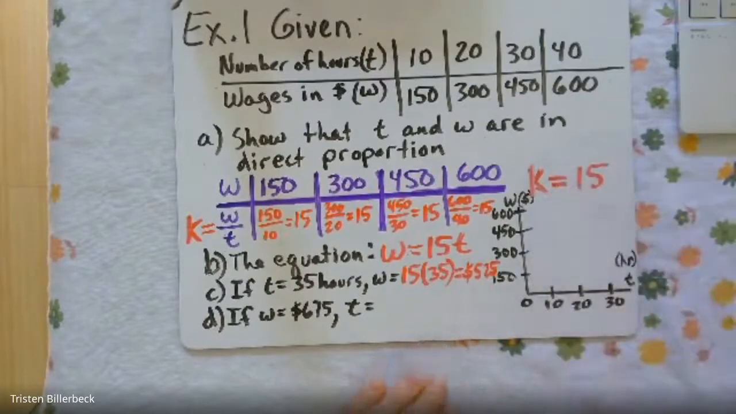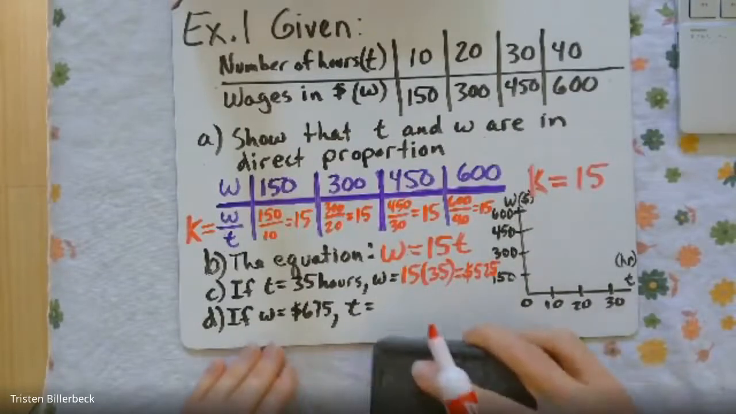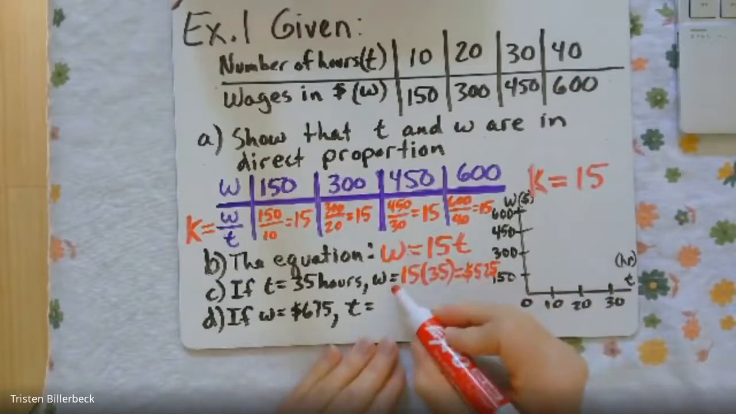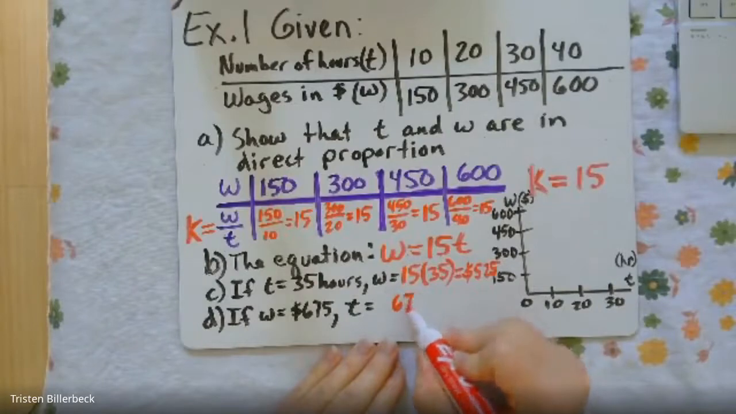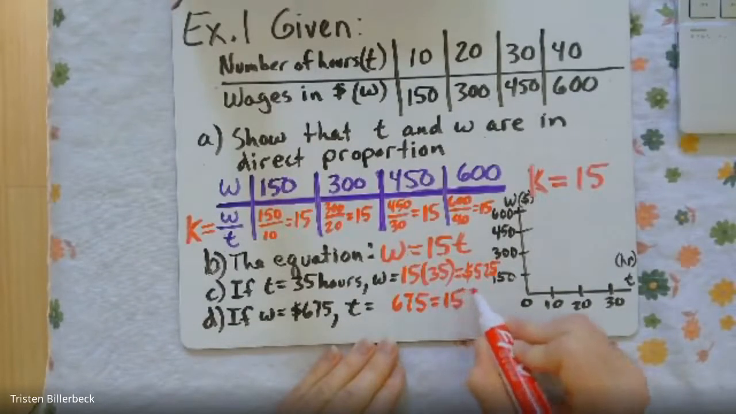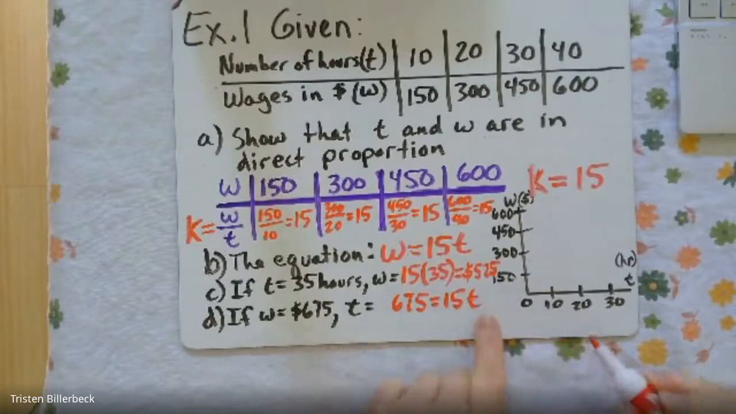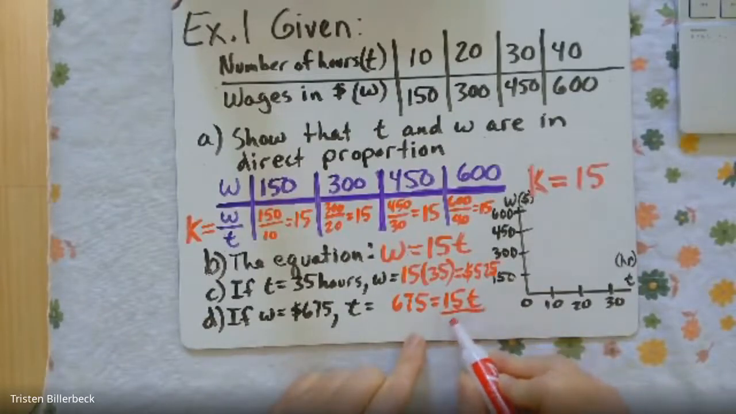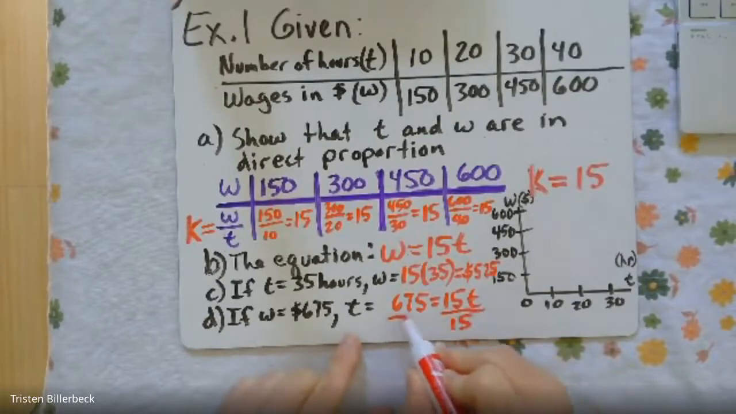Then what if we make $675? What is T? So this one we have $675 for our W, equals 15T. We want T by itself, so we divide by 15.